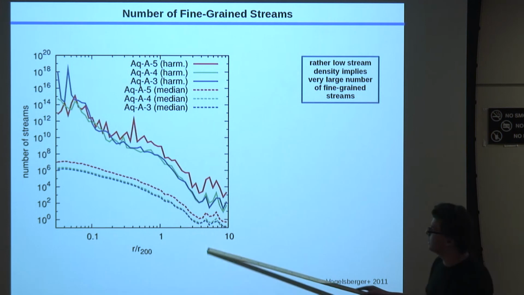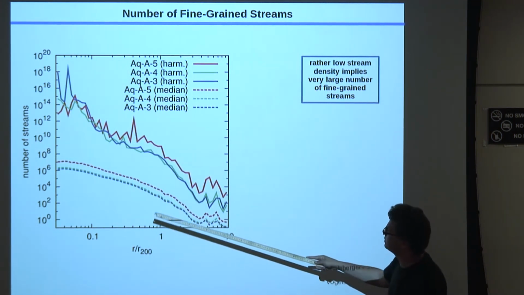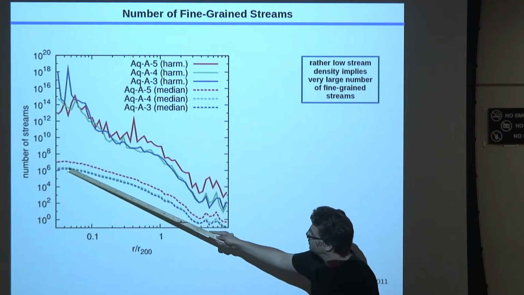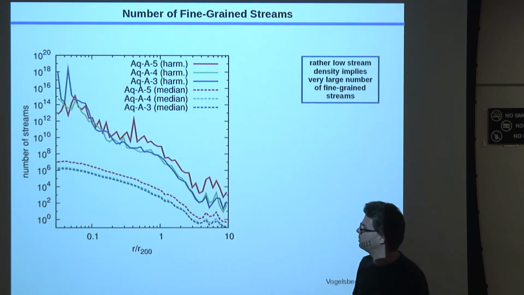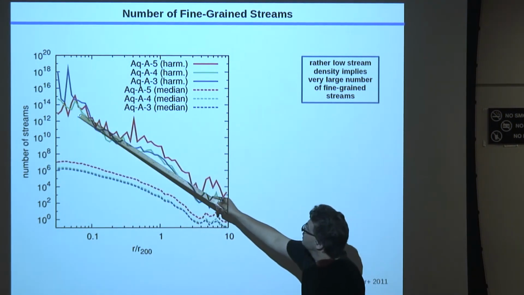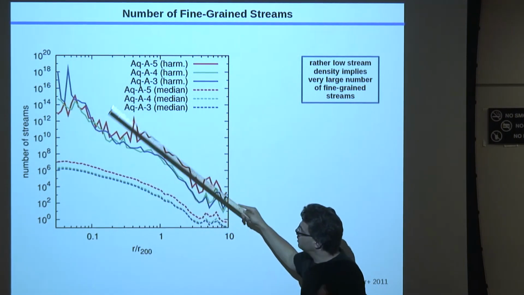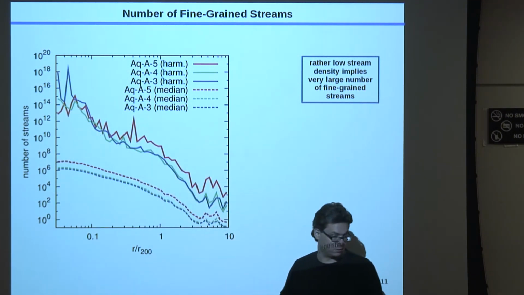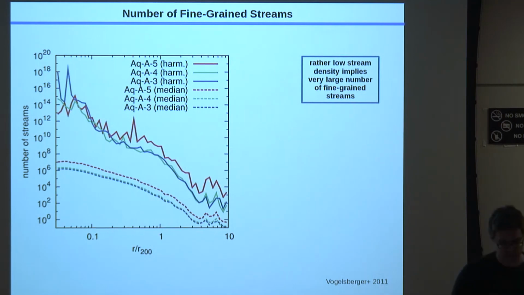And you can also calculate the number of streams doing various estimates. If you take the median, which focuses more on the more massive streams, you get of the order of 10 to the 6 massive streams. Now if you take the harmonic mean, counting all the streams, you get of the order of 10 to the 15. There's a lot of low mass streams also in the system. However you count this, it's such a large number that it's very unlikely that ADMX will be able to disentangle that.